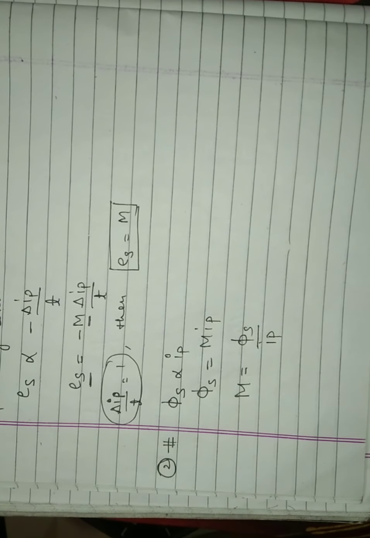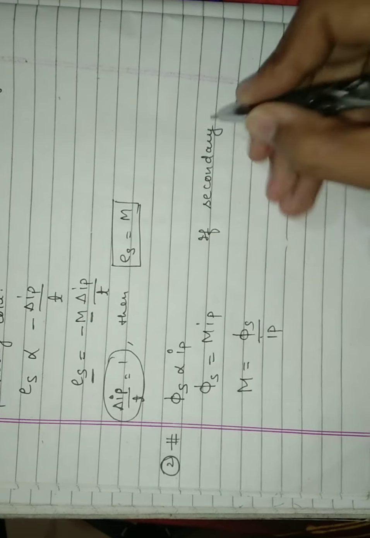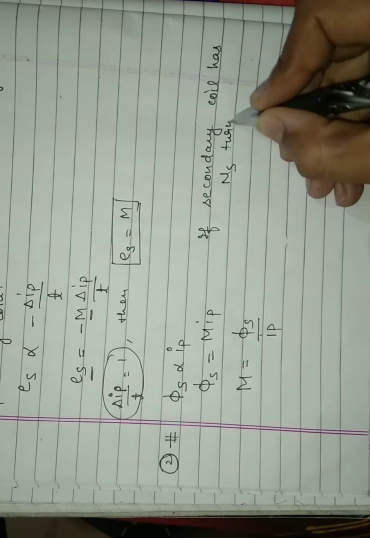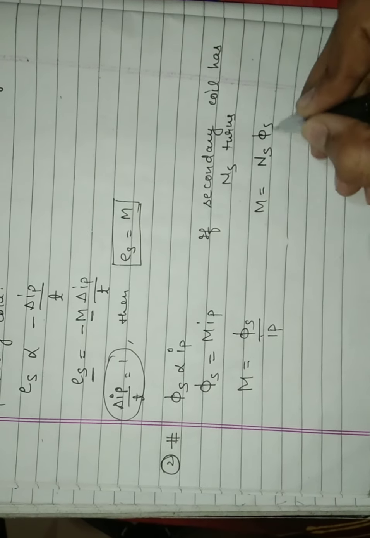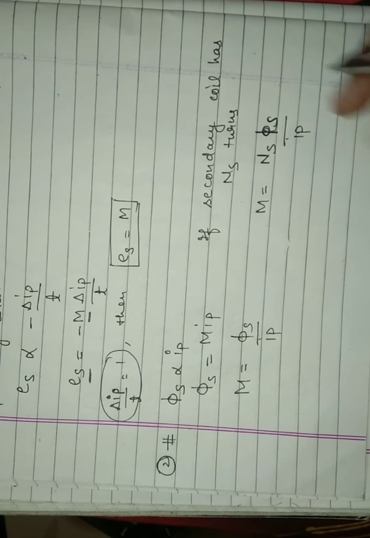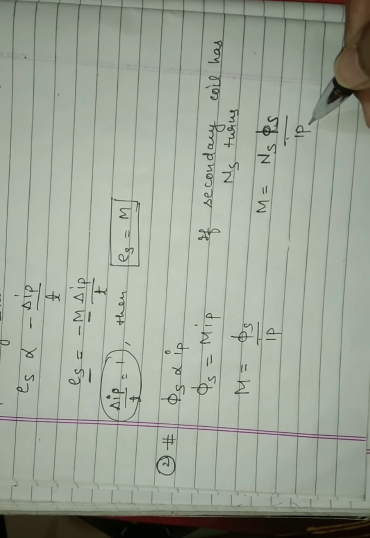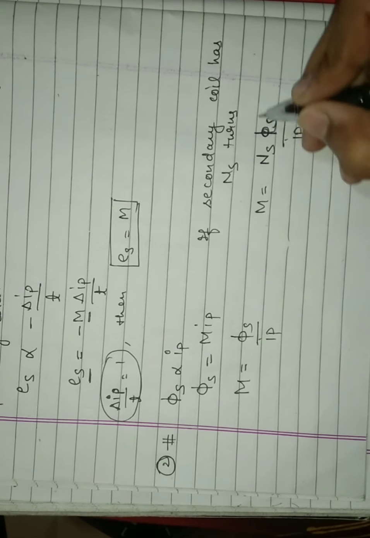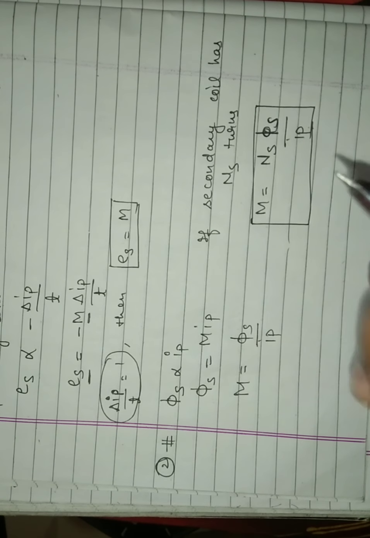It depends on the number of turns also. If the secondary coil has NS turns, then the answer would not be this. If there are 10 turns, then it will be 10 times phi S upon IP. I am writing this S and P. What are S and P? Are you understanding it well? P is the primary coil, the current through the primary coil, and S is the secondary. I have written this to learn in a proper way. So that M is NS phi S upon IP. This is used in the formula.